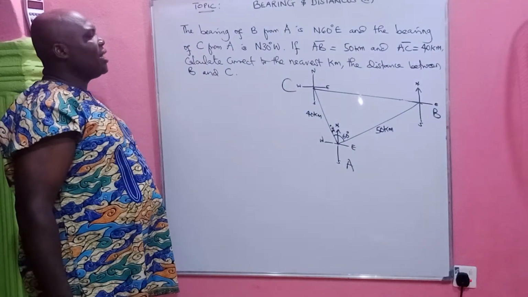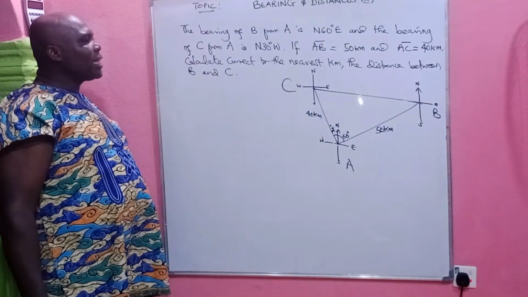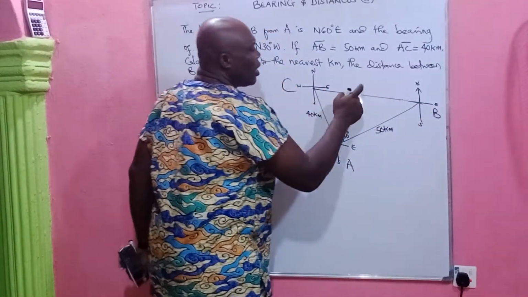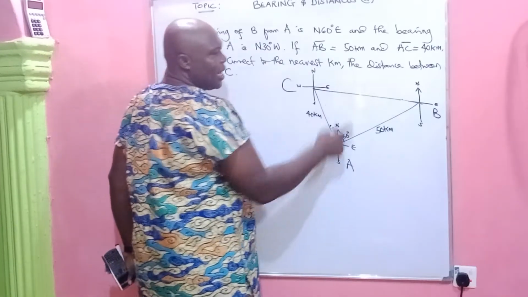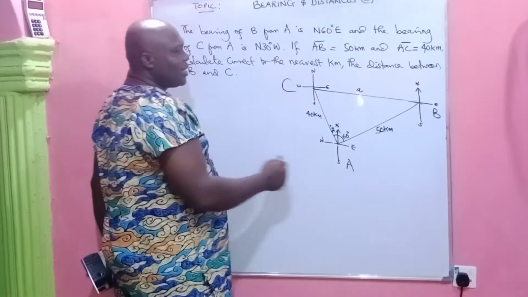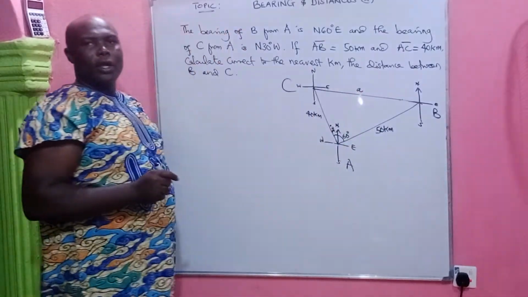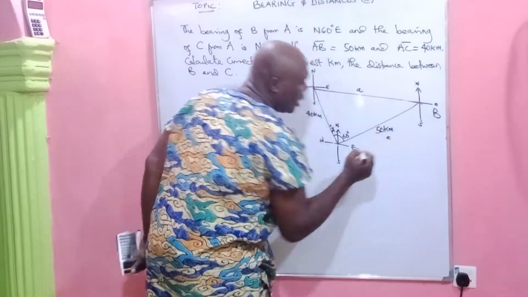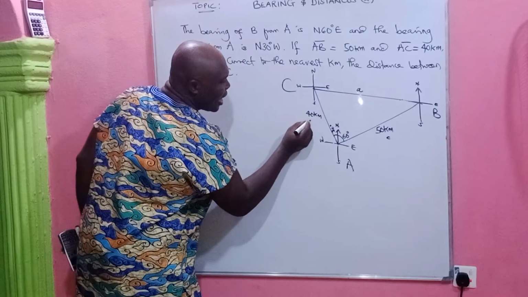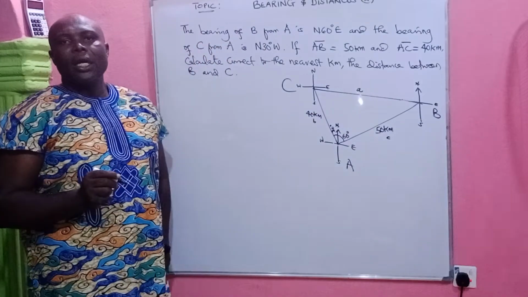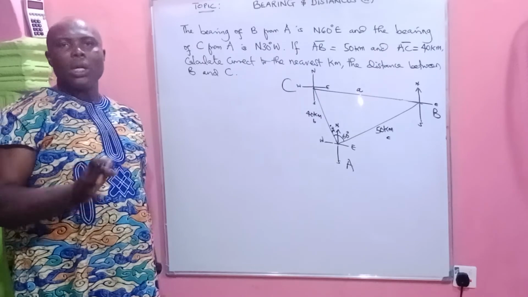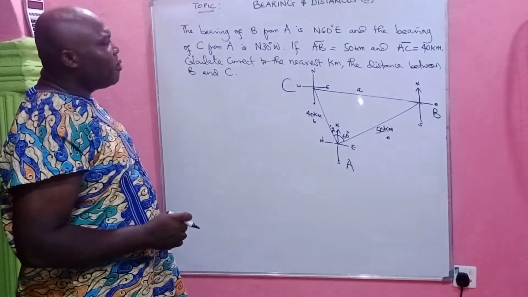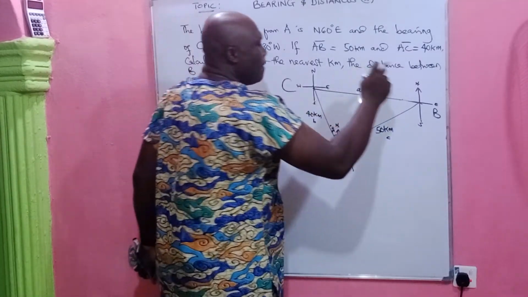So what they want us to find, they say we should calculate correct to the nearest kilometer the distance between B and C. From B to C. So this is where they want us to find. So this is capital A, this place is small a. So the distance B to C is small a. Don't forget that. And of course, if this is C, capital C, this side is the small c. And if this is capital B, this side is the small b. Don't forget that. We did all this in the use of sine and cosine rule, and we did this in the first slide, bearing and distances part 1. So now they want us to find the distance between B and C.